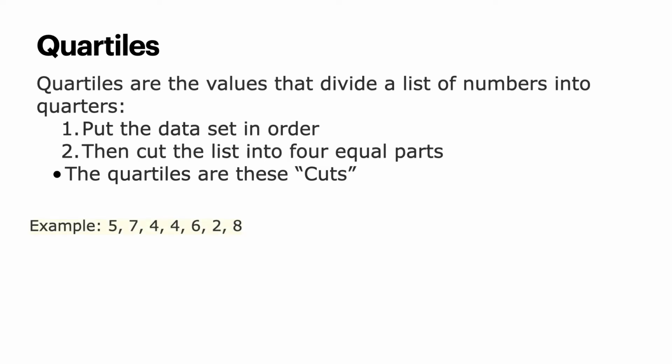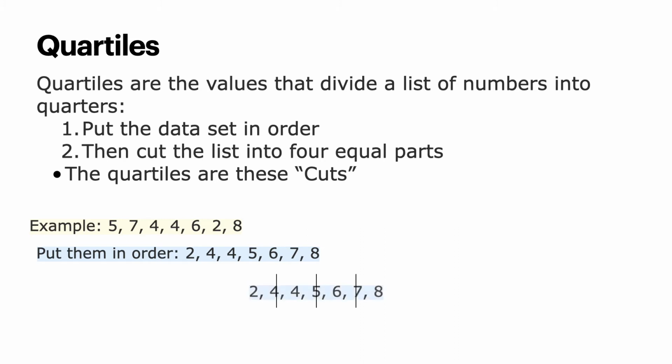Okay, let's look at an example. So let's just have some random numbers, random integers between 0 and 10. The first thing to do if you want to cut them into quartiles is to put them in order. You have to put them in order to be able to cut them into fourths. Next, we're going to cut them in fourths, so the dead center, and then the other sides.